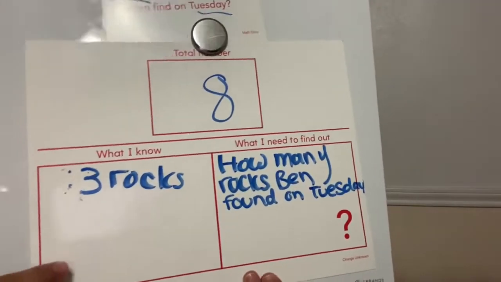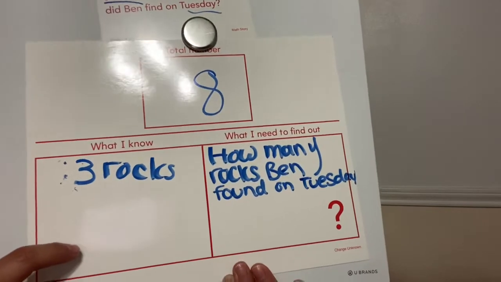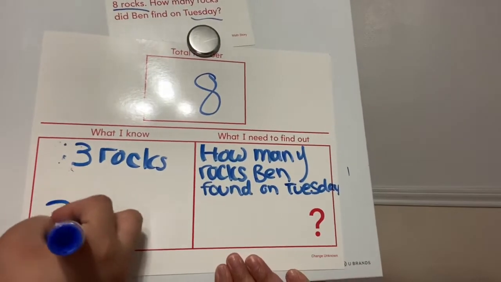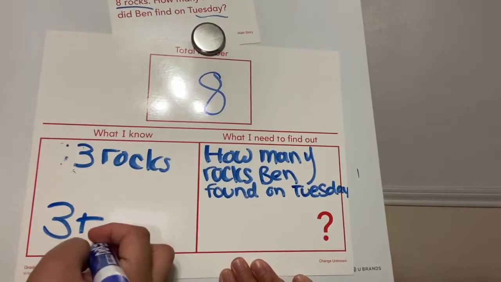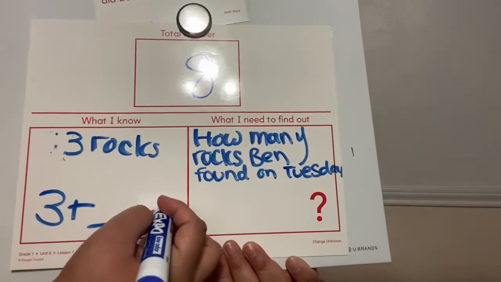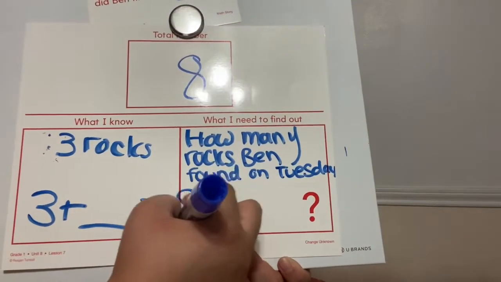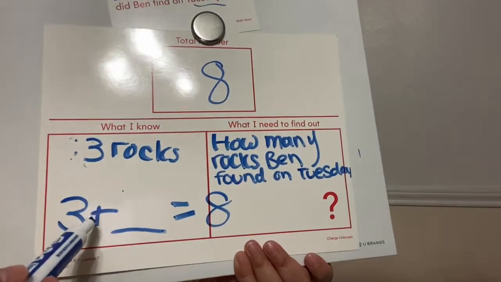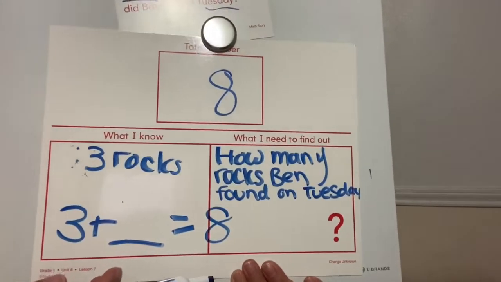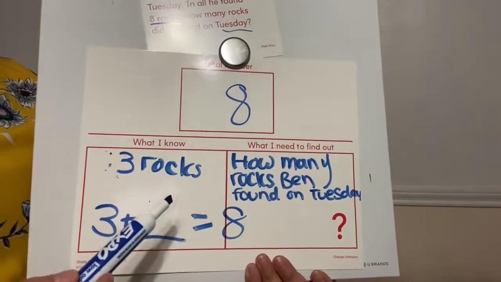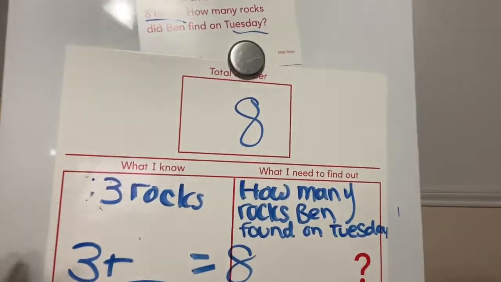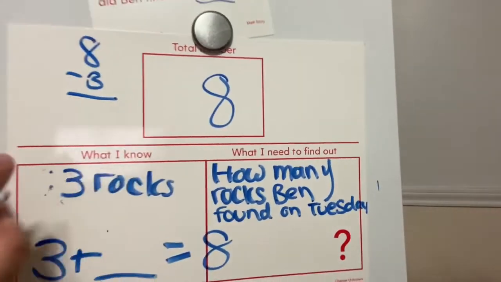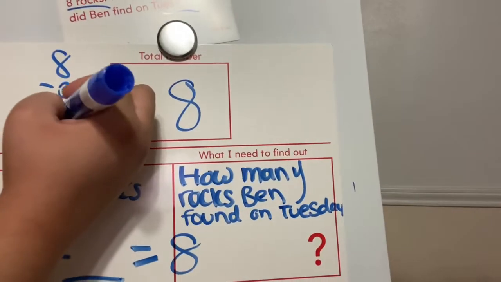Now, the easiest way to do this would be to create a number sentence. So we have 3 plus a certain amount of rocks equals 8. So we need to find that missing number. 3 plus something will equal the 8 rocks that Ben found. In order to do this, we can do 8 minus 3 to find out the answer. So let's do 8 minus 3 right here. 8 minus 3 is 5.